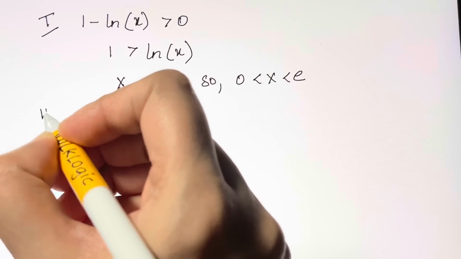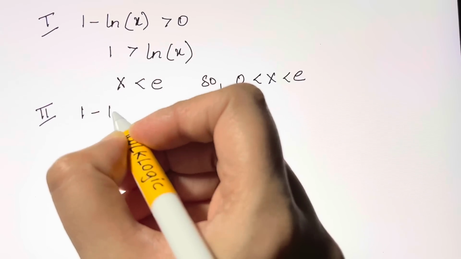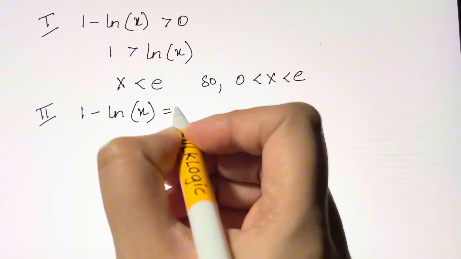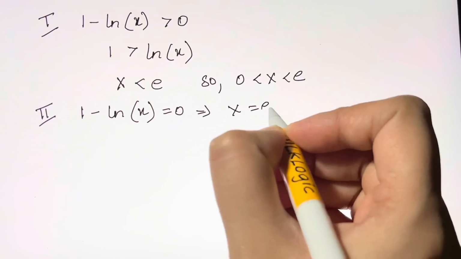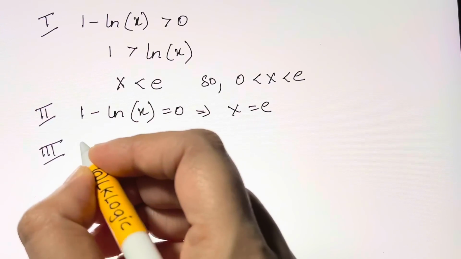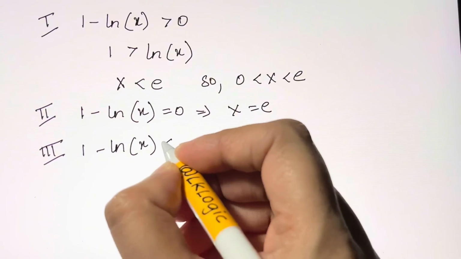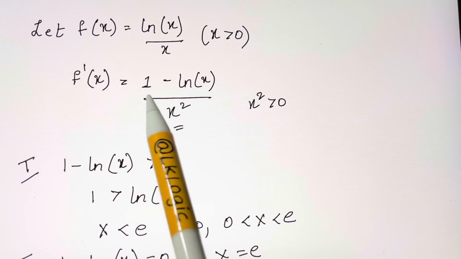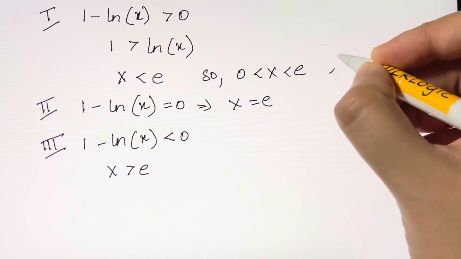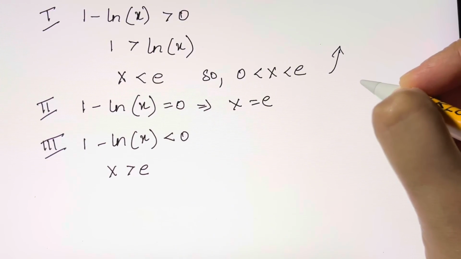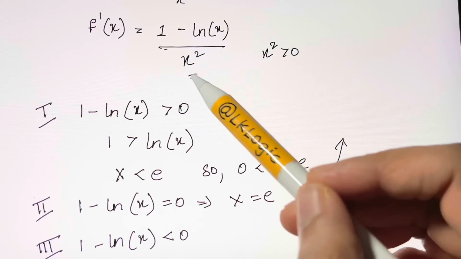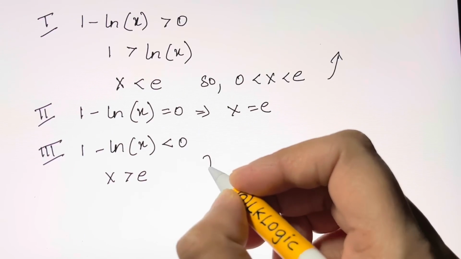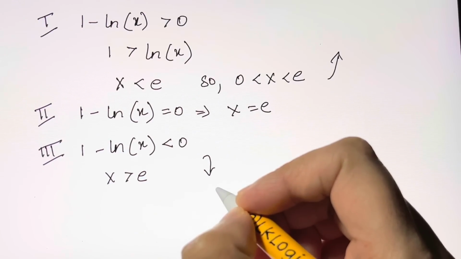Now the second case, we have the numerator equal to 0. That is 1 minus natural log of x equals 0, so x is equal to e. Now the third case, 1 minus natural log of x is less than 0, so x is greater than e. Here the derivative of f of x is positive, that means the function is increasing. Here the derivative of f of x is smaller than 0, that is negative, so the function is decreasing.